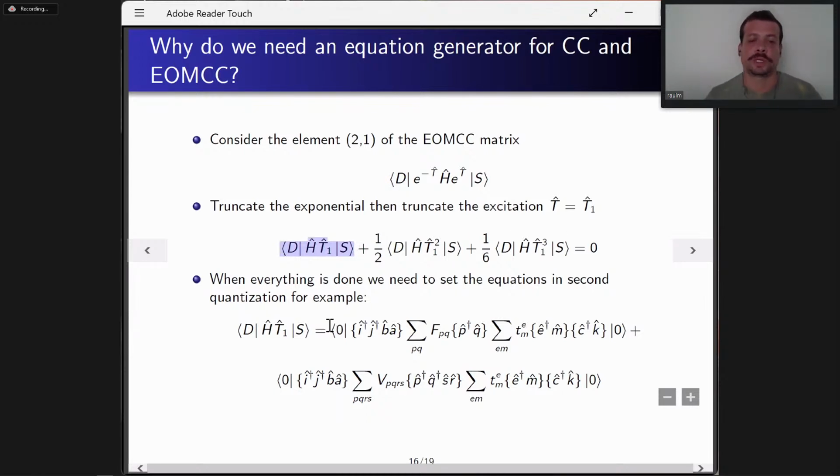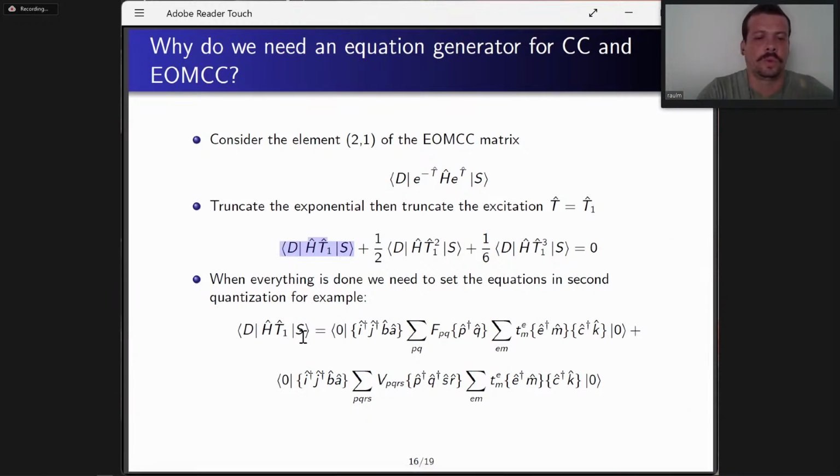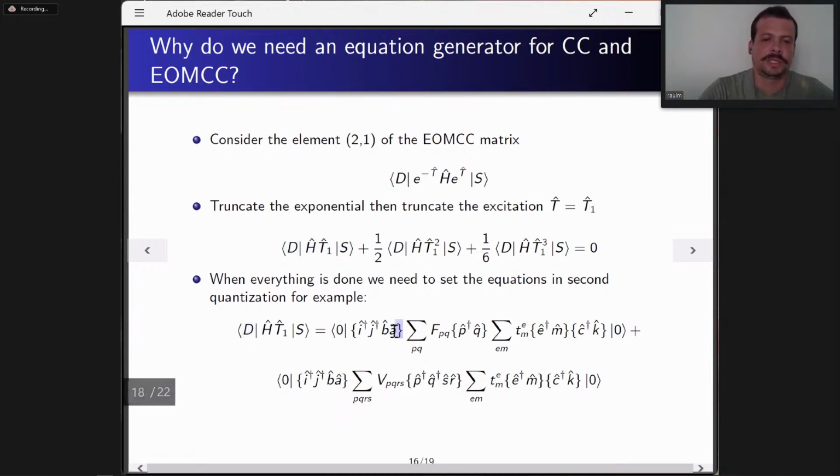Then we need to express this block, the block 2,1, in second quantized form. When we do it, we obtain first these doubly excited configurations, which will be this with the strings of second quantization operators. And the H, if you remember, will be split into the F term and the V term, the one-electron and two-electron operators. And then we have the T1, that will span all the possible single excited state configurations. And then S, that is just a single excited state.